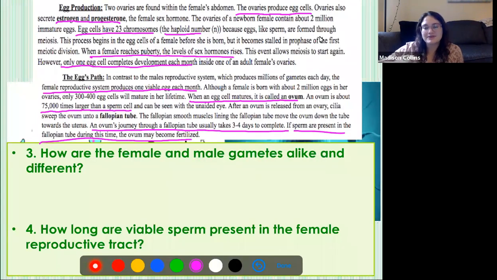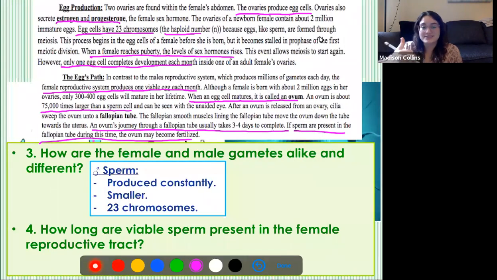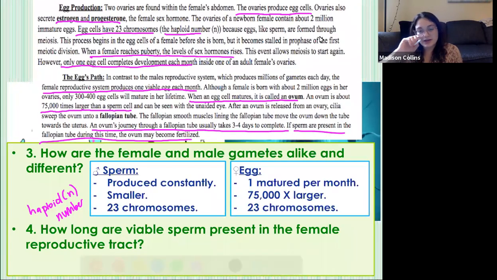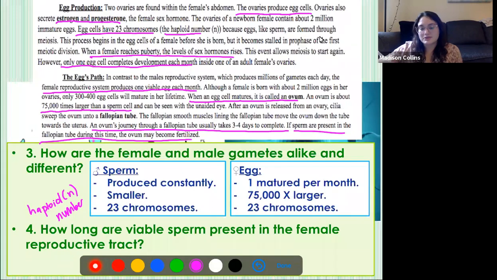So number 3, how are the female and male gametes alike and different? So we may remember that sperm are produced constantly, they are smaller, and they have 23 chromosomes. Remember, they have the haploid number. Okay, but egg cells are a little bit different. So egg cells, only 1 actually matures every month into an ovum, and they are 75,000 times larger than sperm. That's crazy. They're so much bigger, but they still contain 23 chromosomes, that haploid number with half the total number of chromosomes.